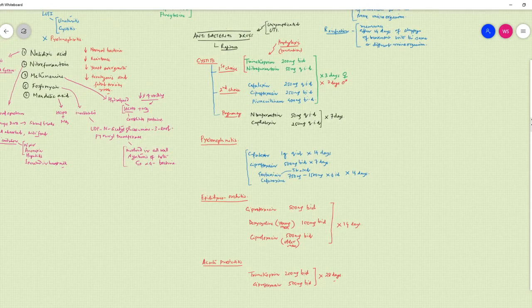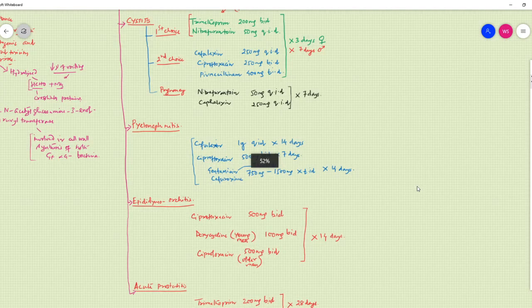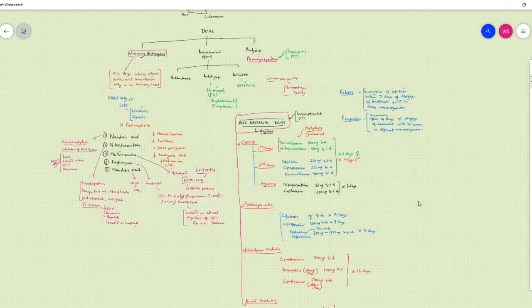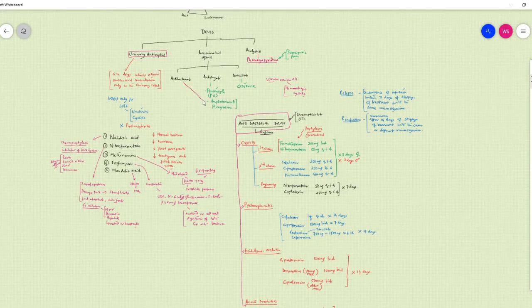So these are basically the antibacterial drug regimen for cystitis, for pyelonephritis, and for the male infections, epididymo-orchitis and acute prostatitis. And so we branched from here, antibacterial drugs.